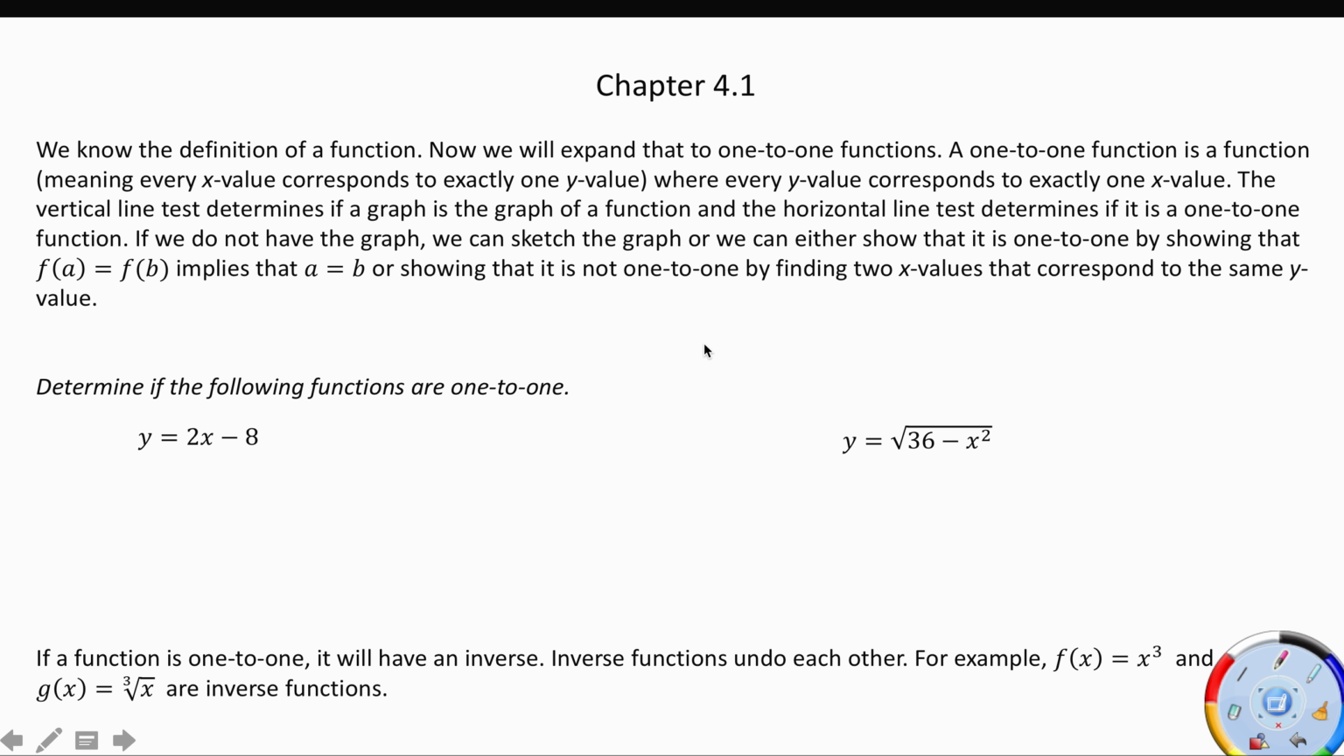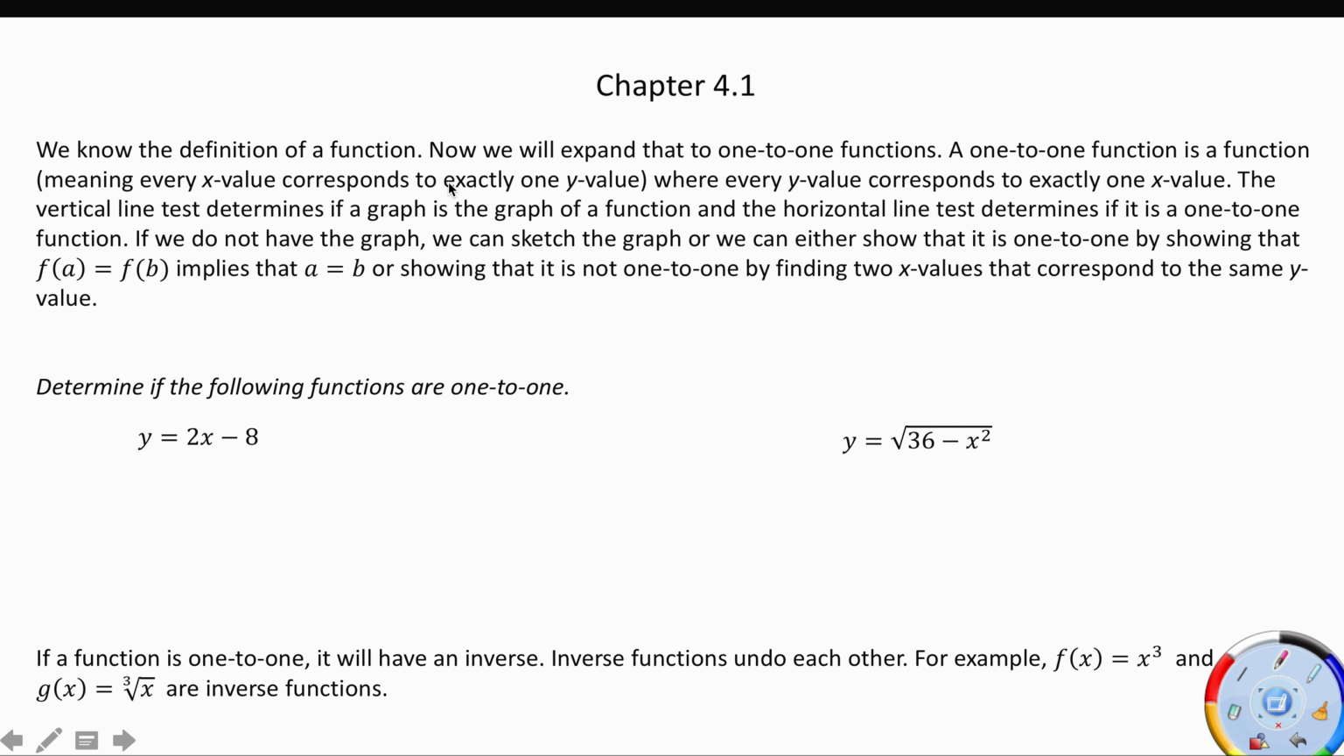Chapter 4.1, Inverse Functions. We know the definition of a function. Now we're going to expand that to one-to-one functions. A one-to-one function is a function, which means every x value corresponds to exactly one y value. But to be one-to-one, every y value must also correspond to exactly one x value.